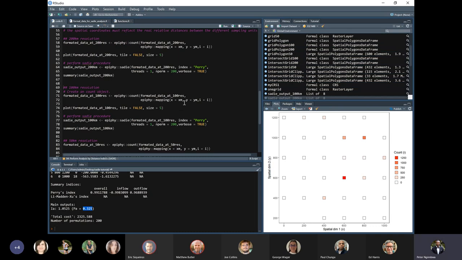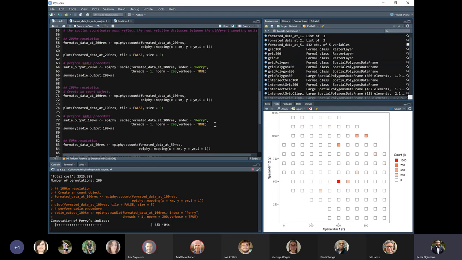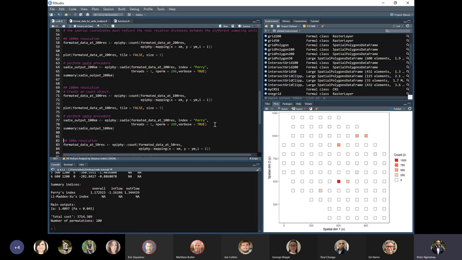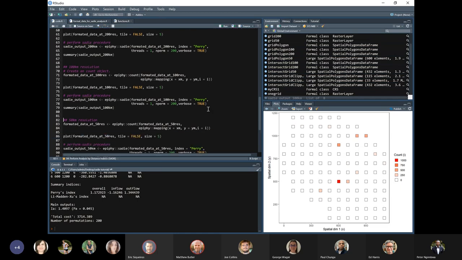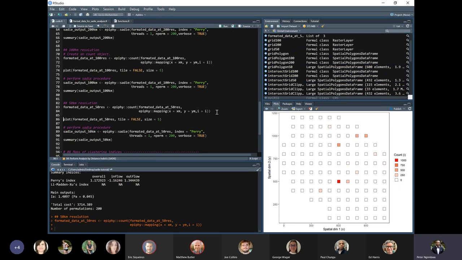So then I tried it for 100 kilometer, and when you plot the data it will be like this. And when you do this, you run the SADIE analysis, the third method, and you can also see the summary of the results. At 100 kilometer, it was 1.04 and the p-value was 0.04, which is less than 0.05, so it's statistically significant. And we can also do the one for 50 kilometer.